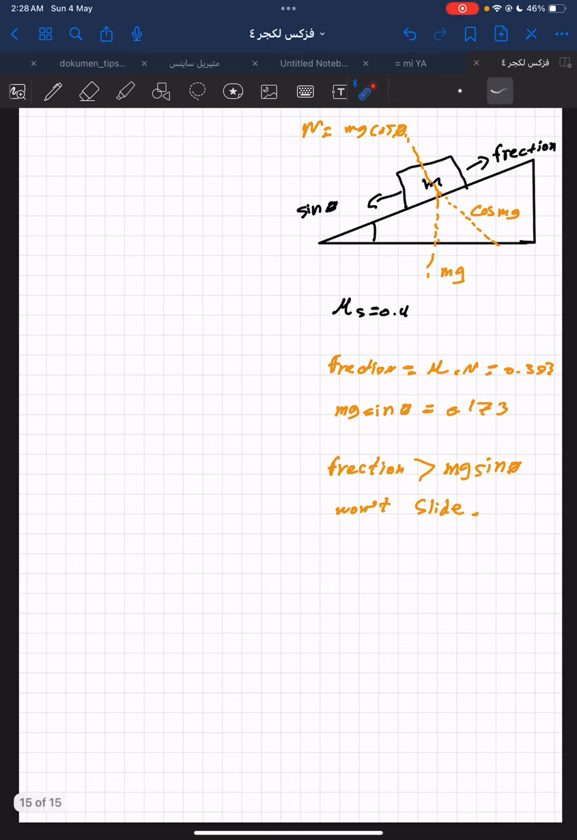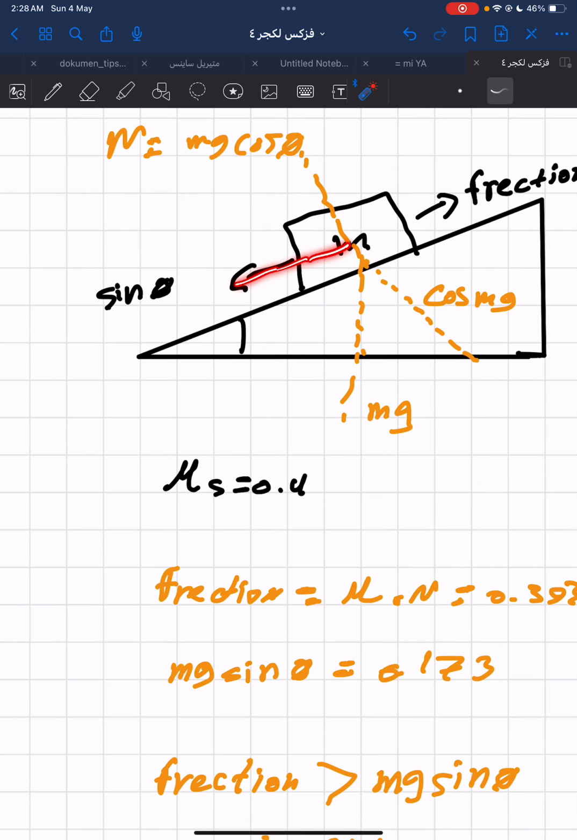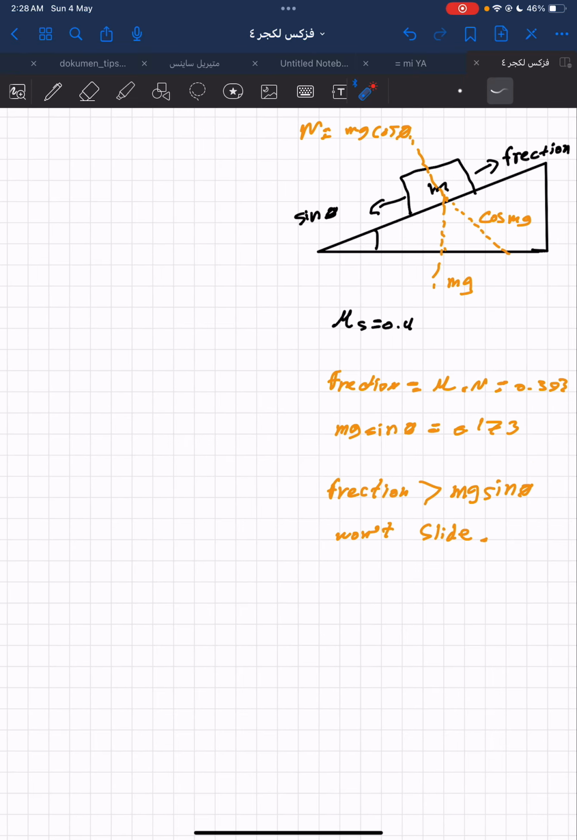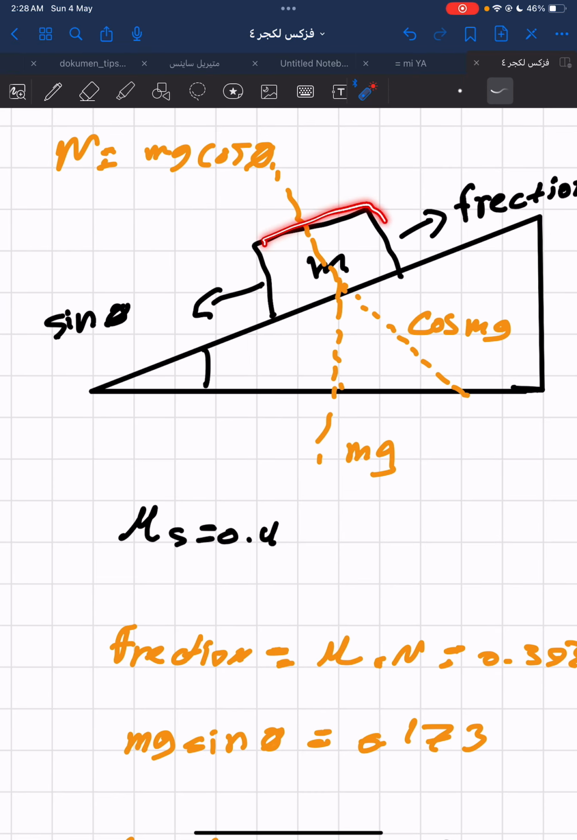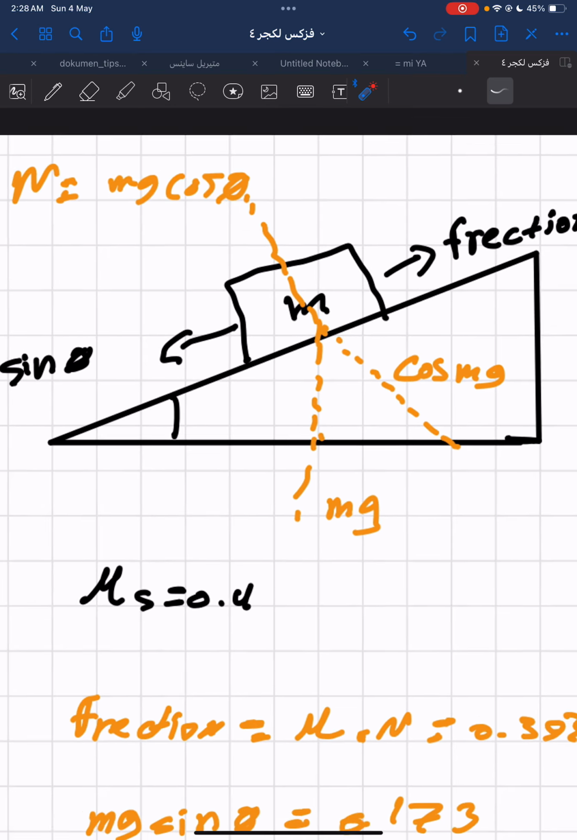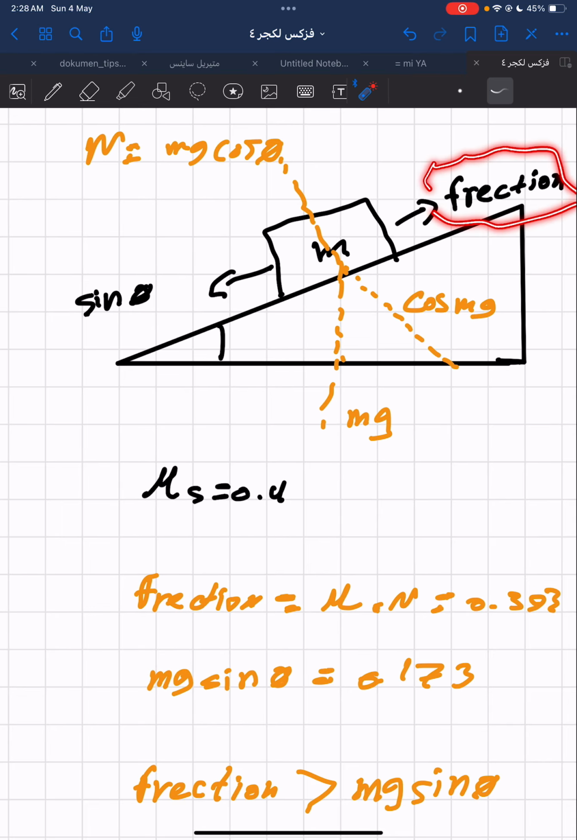First of all, we have to know if this body is sliding from the very beginning. To know if it's sliding or not, we should look at this body. As we know, it's going like this, and the friction force is going to the opposite side. We need to see which force is stronger. Is it the maximum friction that we have here, or the sine theta of mg, which is going downwards?